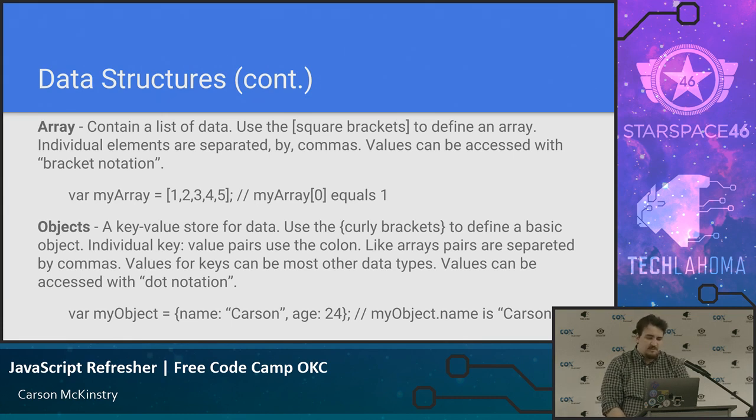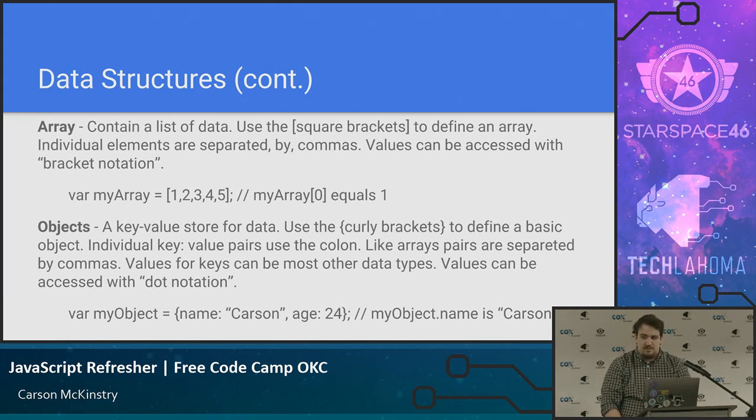Next one is objects. Objects are pretty much the core of JavaScript, sort of. They are a key value store for pretty much any piece of data. You use curly brackets to define it. Then individual key and value pairs are going to use the colon to separate them. And then like arrays, any of those pairs are separated by commas.